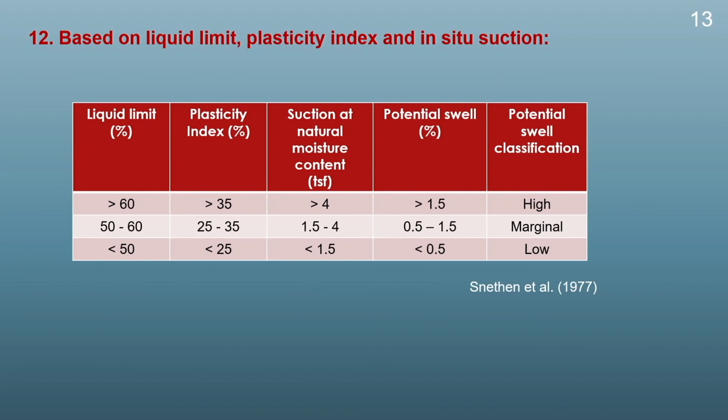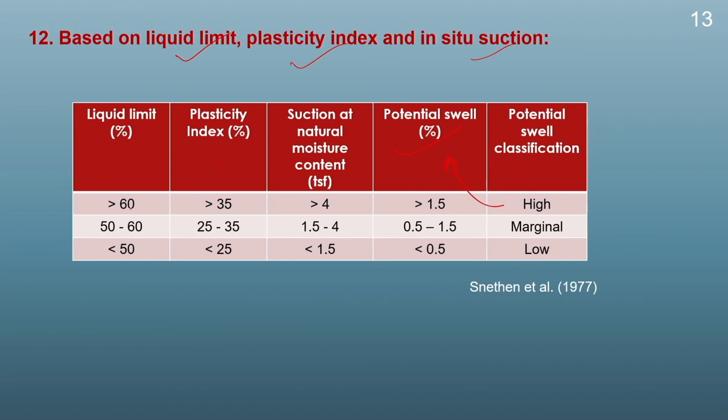Another method was given by Sridharan in 1977. This method is based on the liquid limit, plasticity index and in situ suction of the soil. So, these 3 parameters were used to determine the potential swell of the soil, and then the potential swell classification of the soil is based on this potential swell.